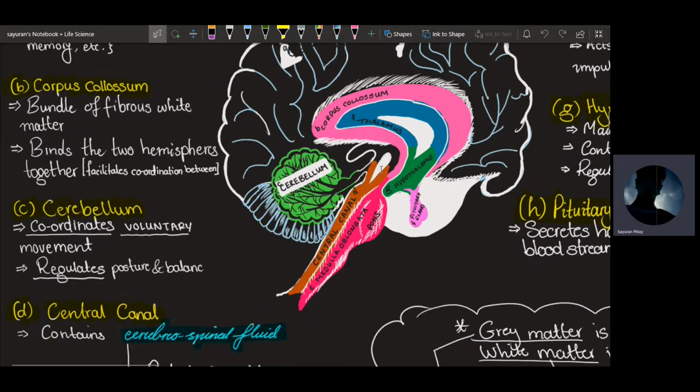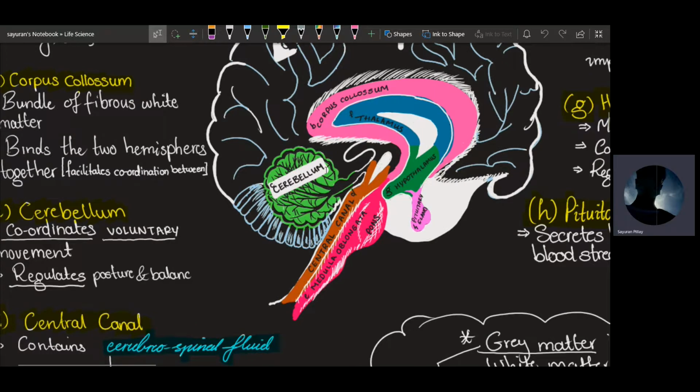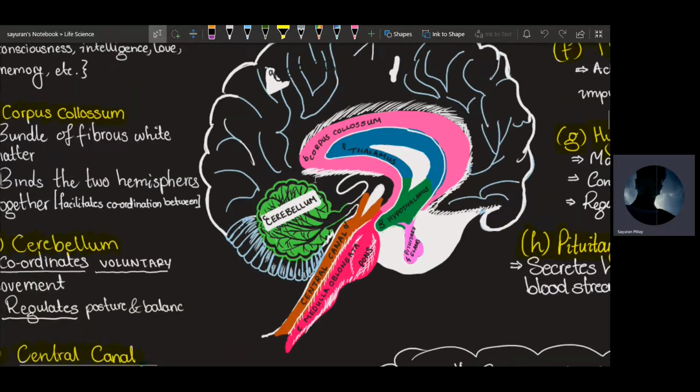When you study the ear and look at the auditory nerve, the vestibular branch of the auditory nerve goes to the cerebellum to inform it whenever your head moves. So it's balance, position, how fast it's moving, and it corrects it. So the cerebellum regulates posture and balance.